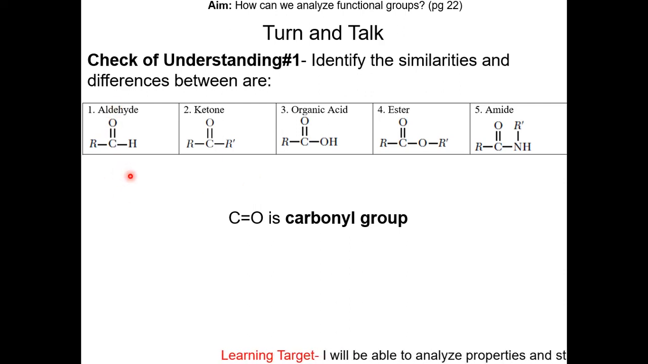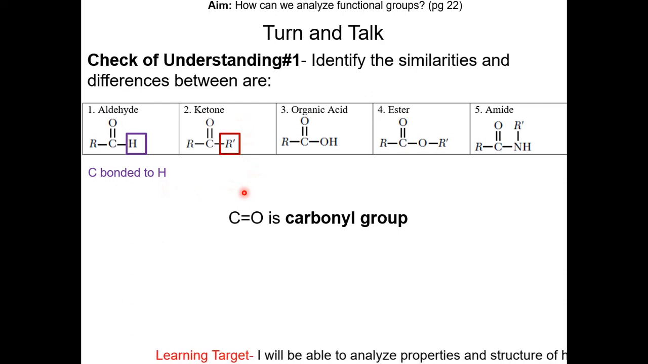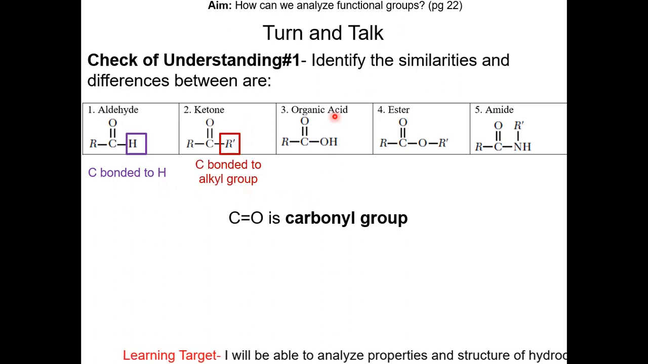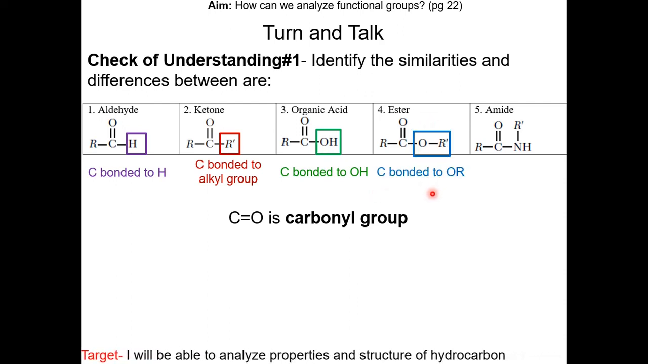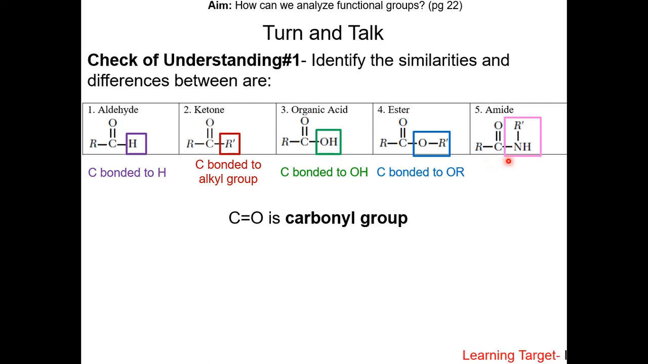For aldehyde, it is a hydrogen bonded to the carbon. For ketone, it is an alkyl group bonded to the carbon. For organic acid, it is an OH group bonded to the carbon. For ester, it is an OR group bonded to the carbon. For amide, it is a nitrogen group bonded to the carbon.